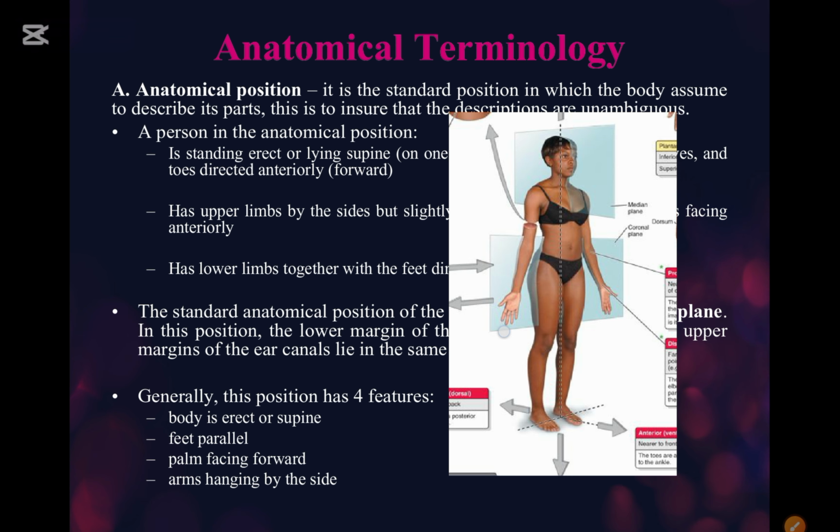So in anatomical position, body is erect or supine, feet are parallel, palm facing forward, and arms hanging by the side. Now take a look at the arm. The arm is on the side. It is hanging. It is not attached to the body. So the palm is hanging on the side.